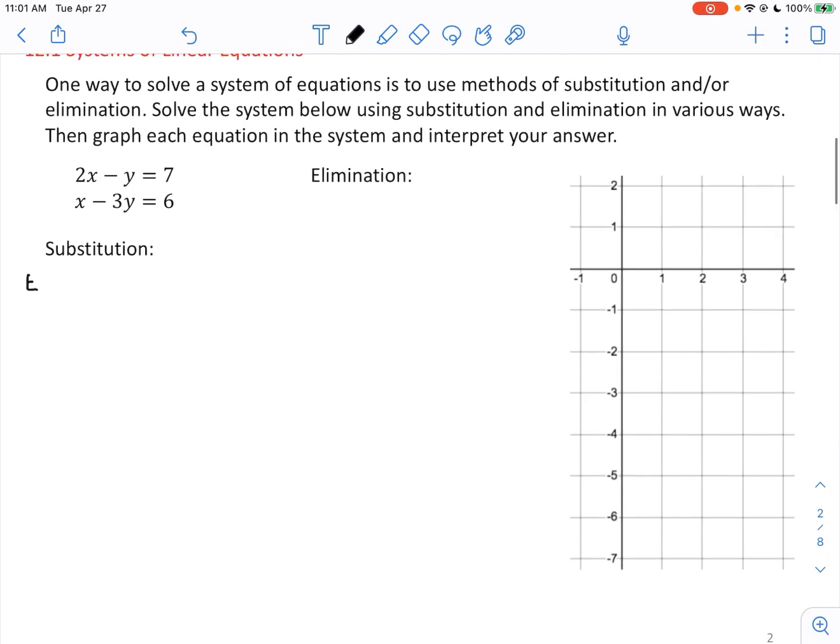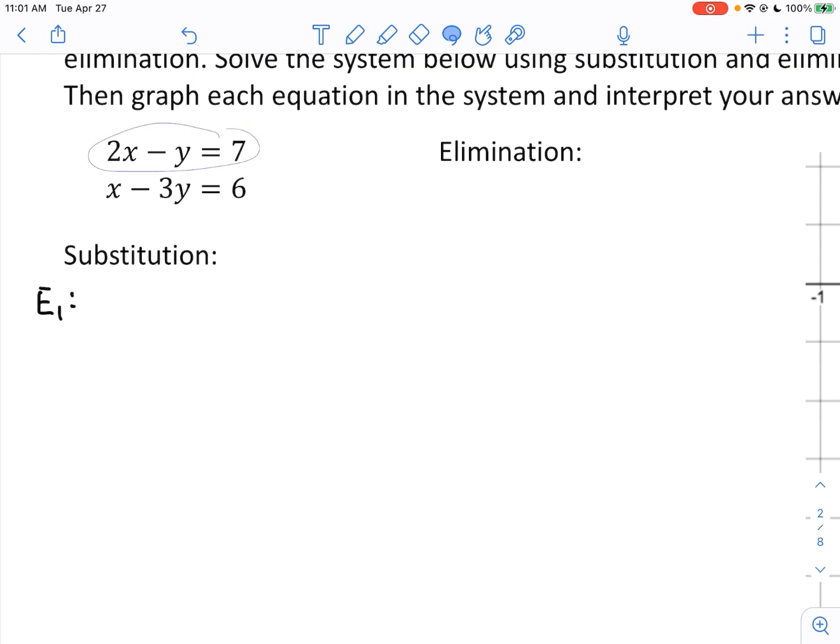I'm going to take equation 1 and solve it for y. I could solve it for x, but I'm going to choose y because y has a plus or minus 1 in front of it, so I don't need to create any fractions.